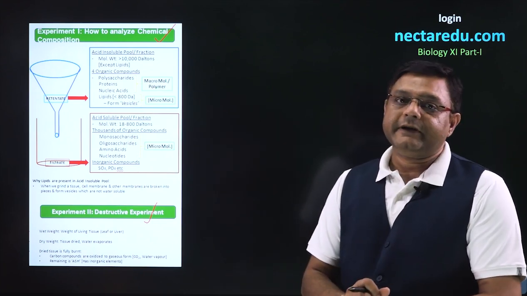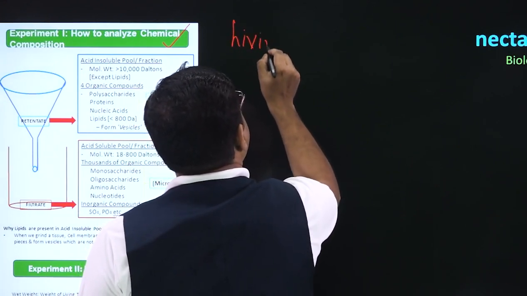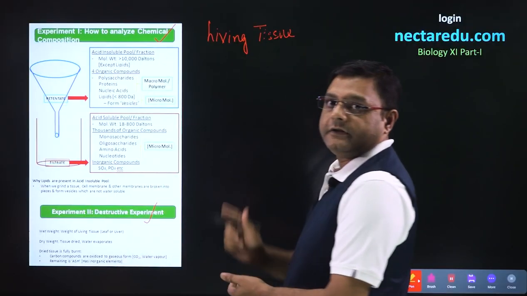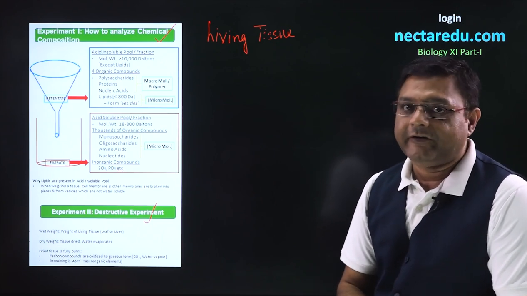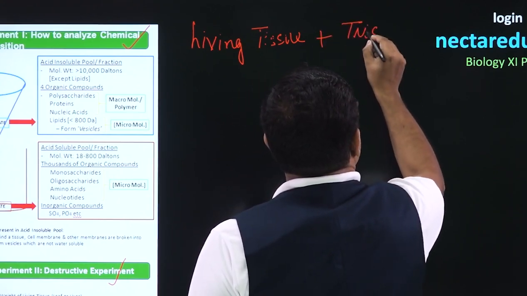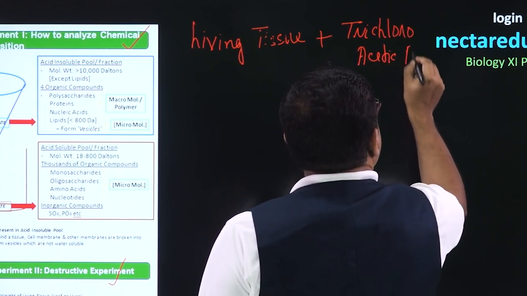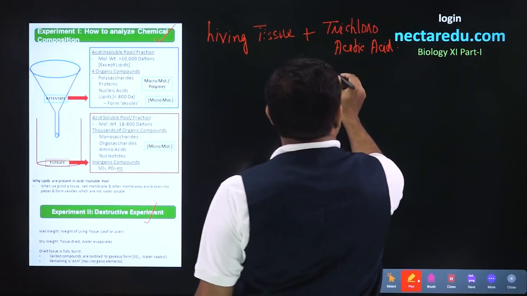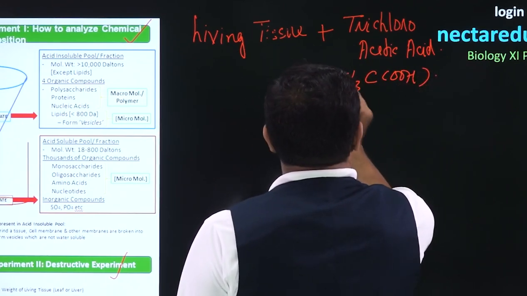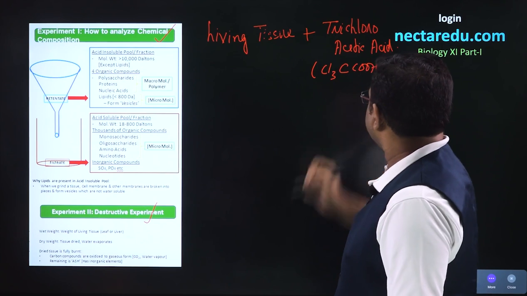So in the first experiment, we take a living tissue. The living tissue that we take can be from plants or it can be even from animals. So first a small part of living tissue will be taken and then we will triturate it in trichloroacetic acid. The formula of trichloroacetic acid is given in our book. So it will be CCl3COOH.